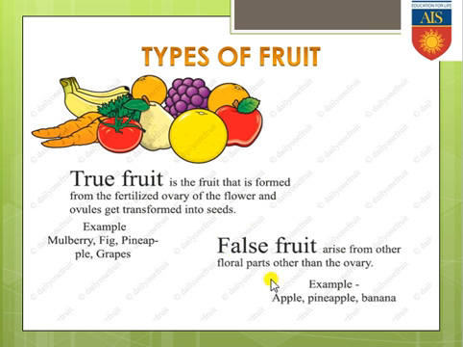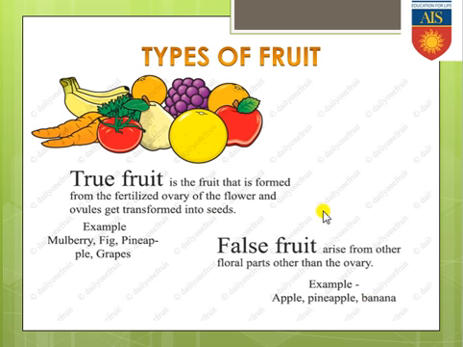Why is it called false fruit? Because it arises from another floral part, specifically from the thalamus or receptacle of the flower, because the thalamus or receptacle is also very fleshy in some flowers. So for that reason, the thalamus or receptacle gives rise to the fruit. Keep in mind that in false fruit the seeds are also present, but those seeds have not come from the ovule. Examples: apple, pineapple, banana. These are examples of false fruit, because they are not produced from the ovary, they are produced from the thalamus or receptacle.